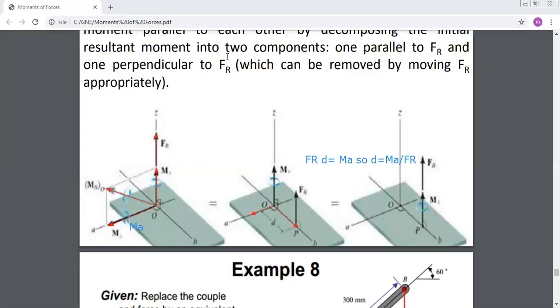So in this way, you have reduced your system at P to one force and one moment that are parallel. And this system is called a wrench. The wrench is a system of one force and one moment that are parallel, reducing the system of all forces and couples to one force and one moment parallel to each other. Any question on this?